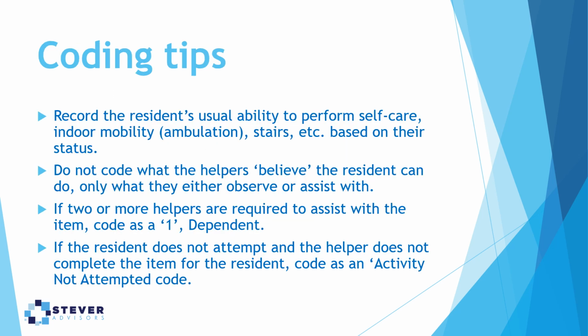Coding considerations to remember. All codes are based on the resident's current performance and not what they were able to do in the past or what the staff believe the resident can do now. Any time that two or more helpers are needed, you should code the item as a 1 for dependent. If the activity was not attempted, code the resident either as a 7, 9, 10, or 88. Use the dash only if no other code can be used. Do not leave any area blank. Place a code in that item that matches as closely as possible.